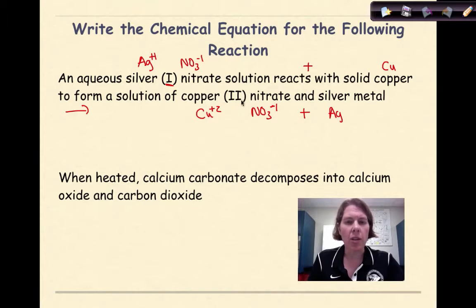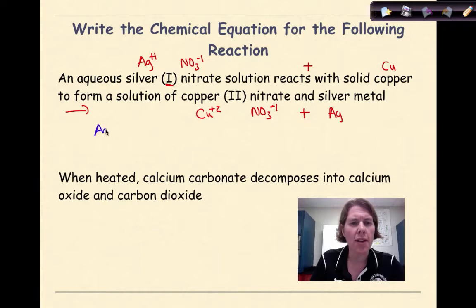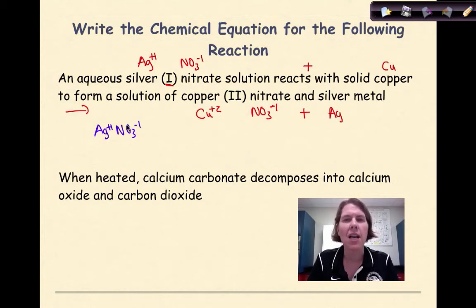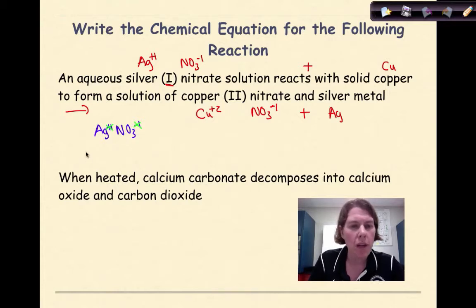Now that I have all this information, I'm actually going to put it together in a chemical equation. I'm going to recopy Ag plus 1 and NO3 minus 1, because I want to take the time to make sure that I write these correctly. So Ag plus 1, NO3 minus 1, I know that the plus 1 and the minus 1 are going to cancel each other out, so that's going to be AgNO3 for my formula. Plus, there's my plus right there, and then solid copper, so it's just going to be Cu, my arrow, and then I'm back to looking at my next formula.